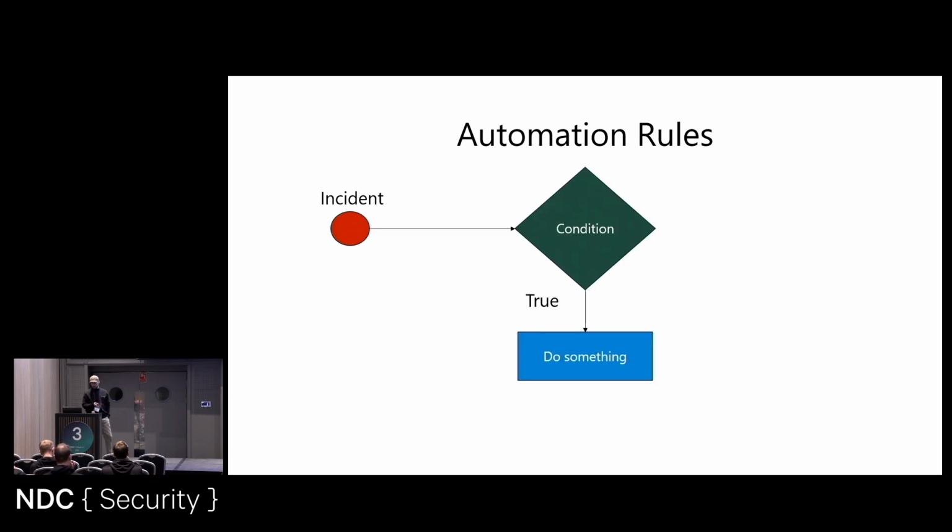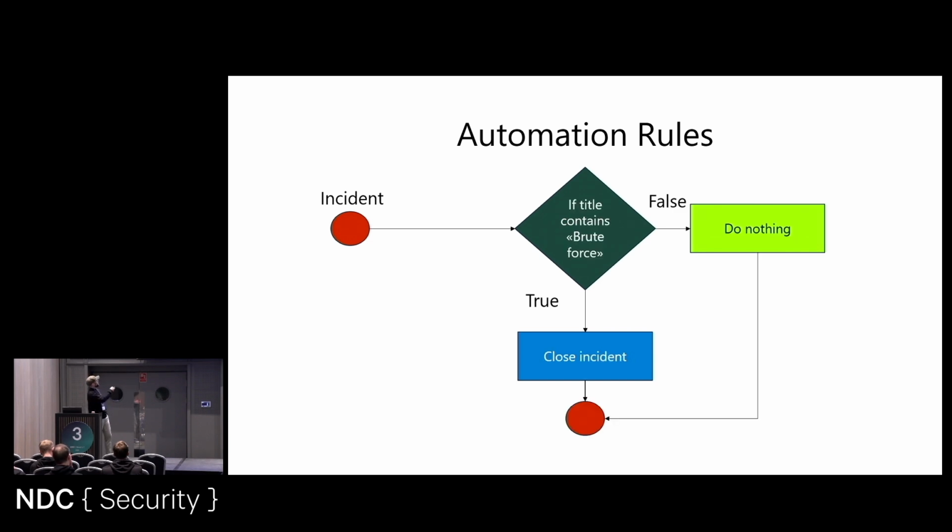So you have a condition. If it's true, you do something, and if it's not, you do something else. And then you continue down with several conditions. So imagine the title of an incident contains brute force. You can close the incident because what can you do about brute force? Or you can do nothing and then keep on going.